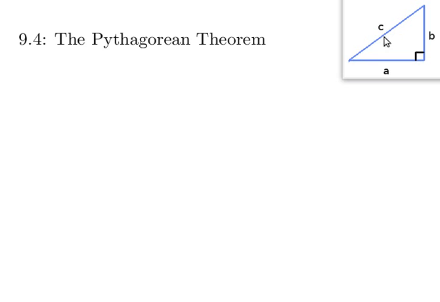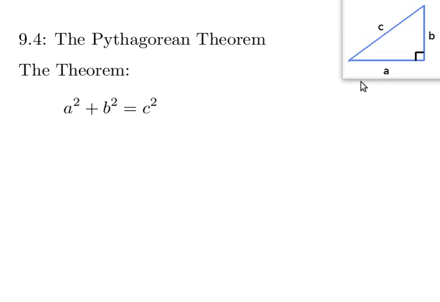C is the side that does not touch the right angle, and what the Pythagorean theorem does is it tells us the relationship between the lengths of A and B to the length of C. So let's go ahead and write out what the Pythagorean theorem is. It's a squared plus b squared equals c squared.